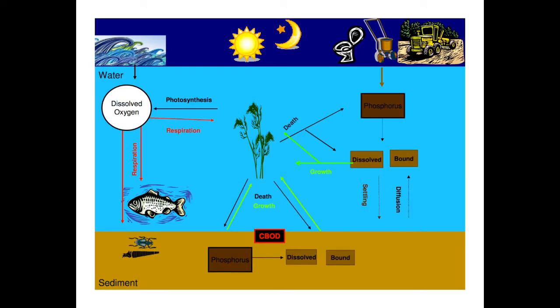So we start with aquatic plants, which grow in and around water bodies. In the presence of sunlight and nutrients, the plants will grow and produce oxygen through photosynthesis. Turbulence in the water also increases the oxygen in the water. Organisms in the water uptake the oxygen through respiration. So here we've got our fish here.